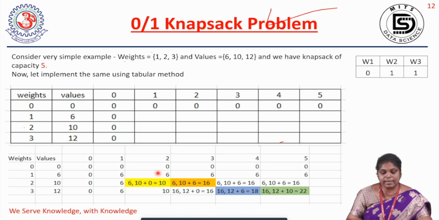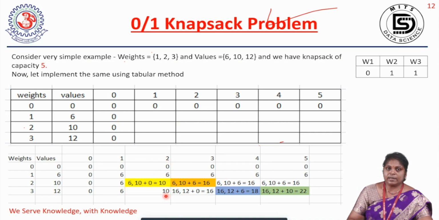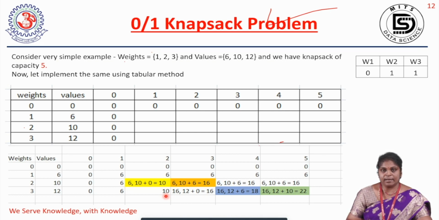If you take 3 comma 2, what is the meaning? My bag size is 2 kg. I can keep either item 1 or item 2. If I keep item 1, I get only 6 profit. If I keep item 2, I get 10 profit. So I'll keep 10. This is called the principle of optimality.